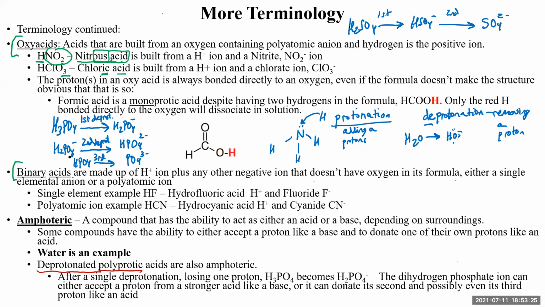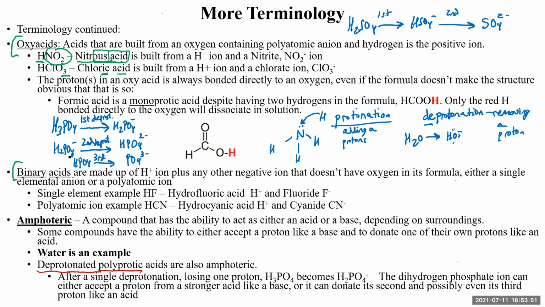So acids can undergo, polyprotic acids, acids with more than one possible proton to be lost, can undergo multiple deprotonations. There aren't a lot of examples of multiple protonations of bases. Generally, you can only do one. It's very rare that you have more than one basic proton accepting atom in a molecule.